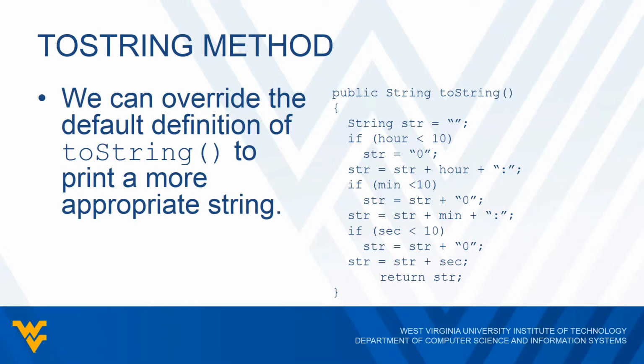The first part will take care of the hours portion, we then print a colon, and then we print out the minutes portion, then another colon, and then we print out the seconds portion, and then we simply return the entire string. So we're concatenating this giant string and then using that for our output.